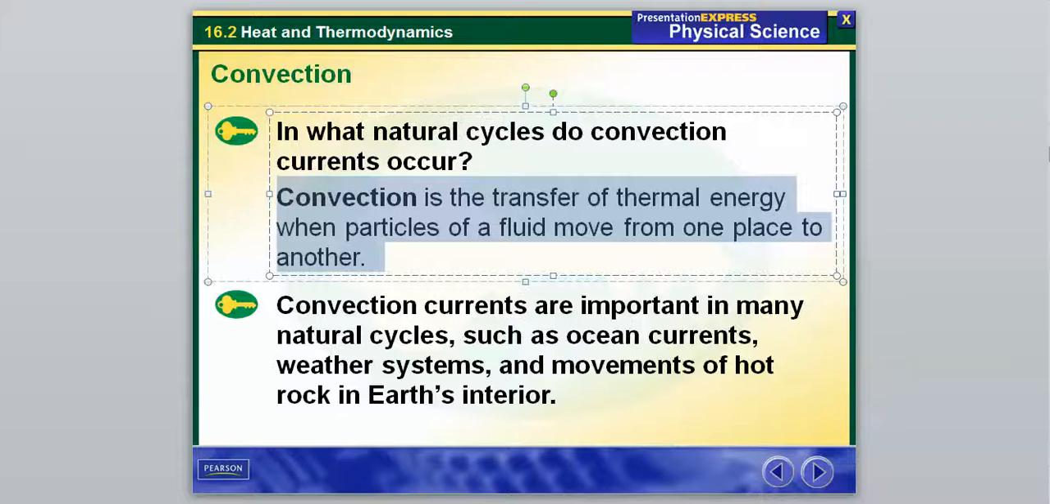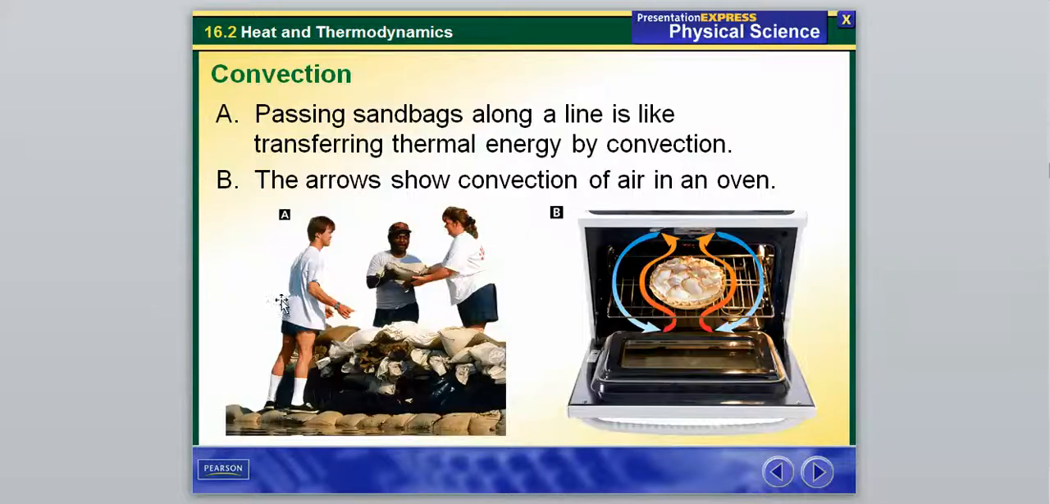So a fluid, remember, is a gas or a liquid, so those are going to be the two states of matter that are involved in convection. And convection currents occur naturally in a lot of important places. They're responsible for ocean currents, different weather systems, and movements of hot rock in Earth's interior. So convection plays a big role in physical science and actually in a lot of geology, but we're going to focus on more of just the basics of it.